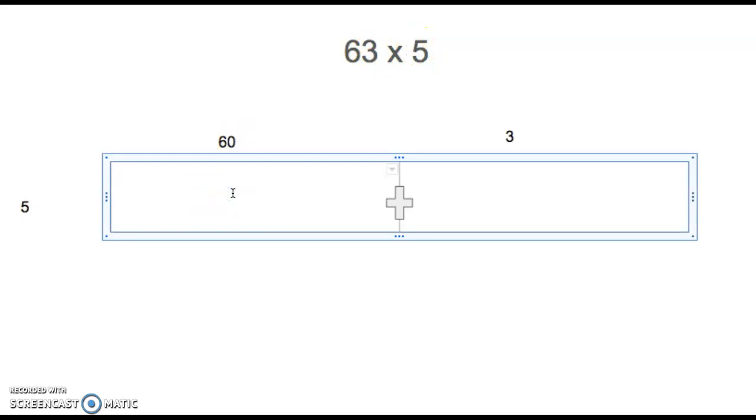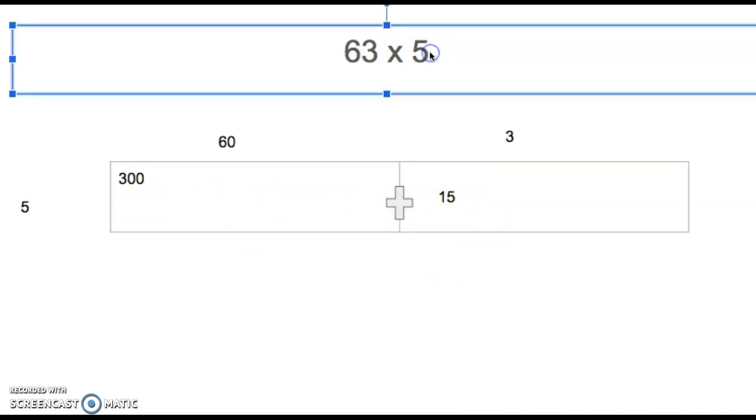So 60 times 5, so we know that 6 times 5 is 30. We can add a 0 at the end, so 300. And then we know that 5 times 3 is 15. So we add these two together, 300 plus 15, and we now know that 63 times 5 is 315.